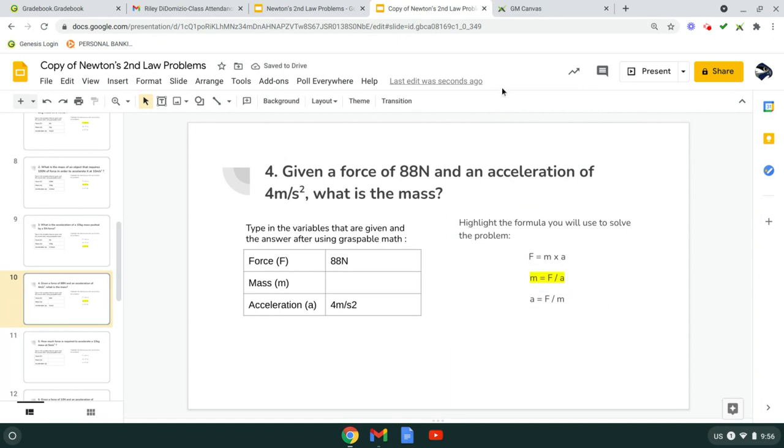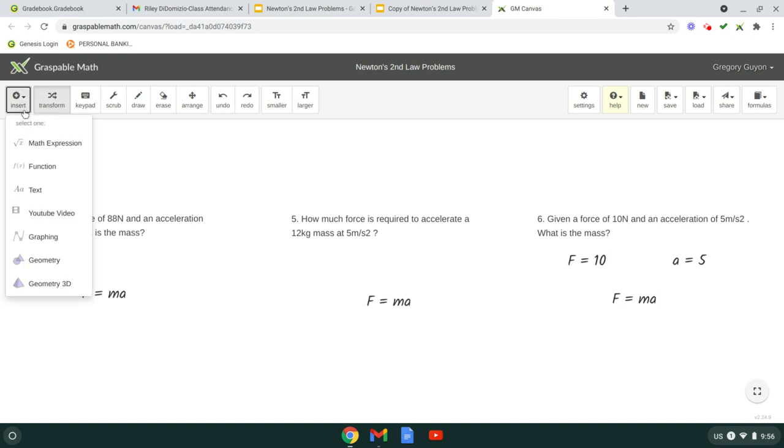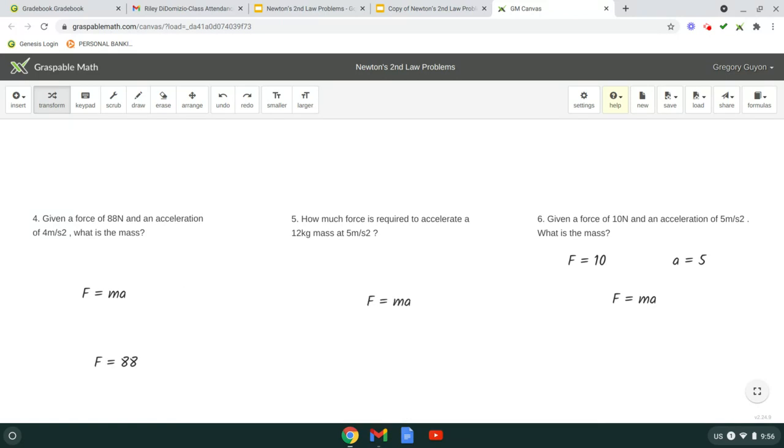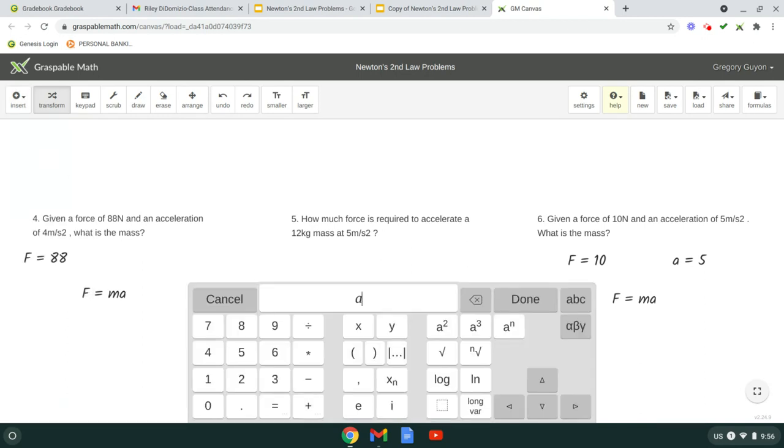Now I jump to Graspable Math, and for this problem, it does not give us the variables, so we're going to plug them in. I click insert and then math expression, and I'm going to say that F, and F is capital, equals 88. I'm just going to move that up next to the problem. And the acceleration is 4 meters per second squared, so I'm going to put math expression a equals, making sure it's lowercase a, equals 4.